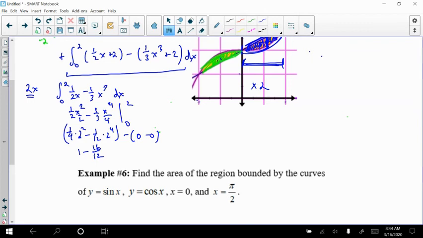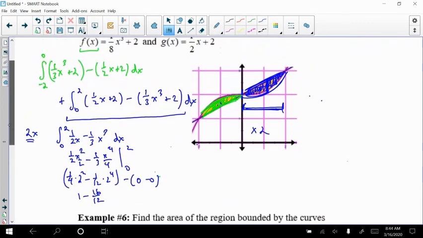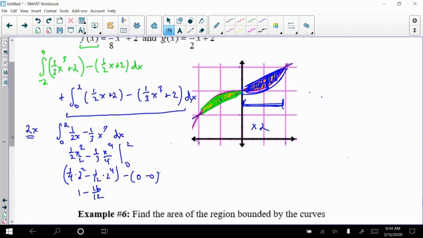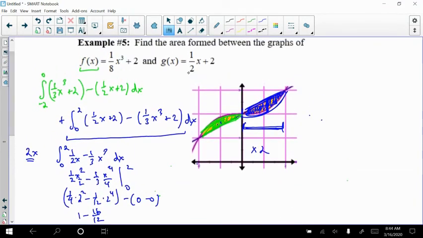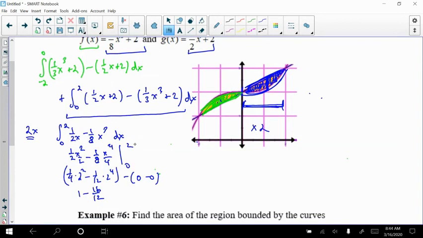Top function minus bottom function. 1/2 x plus 2 minus 1/8. Oh, that's why, because I can't read. It's 1/8. I can't read my own handwriting. Okay, and you guys are probably at home thinking, Mr. Brown, what are you doing? Crazy math. Okay, 1/8. And so then that's actually 1 over 32.